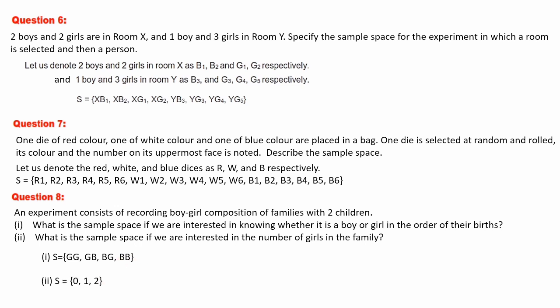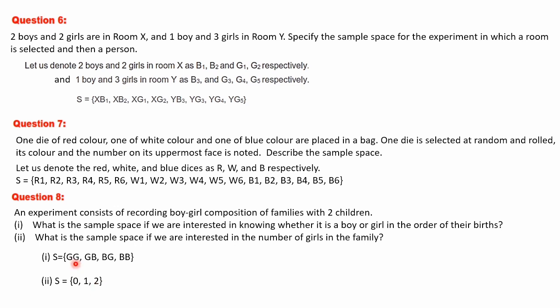Second one, sample space. What is the sample space if you are interested in the number of girls in the family? There are three possibilities for two children. There will be no girl, there will be one girl, or there will be two girls. So S is equal to 0, 1 and 2. 0 means no girls in the family. 1 means only one girl in the family. 2 means there are two girls in the family.